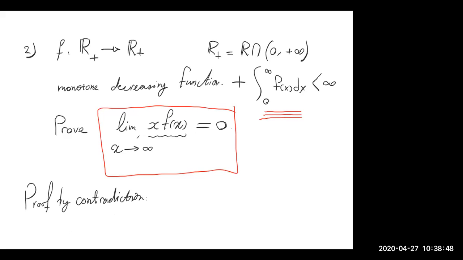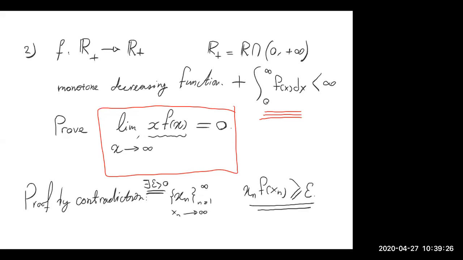So what does it mean? Well, suppose the limit doesn't go to 0. It means there exists a sequence of numbers xn, where xn goes to infinity, where xn times f of xn is a positive number greater or equal than epsilon. So there is a positive epsilon where this sequence xn, f of xn is greater or equal than epsilon.